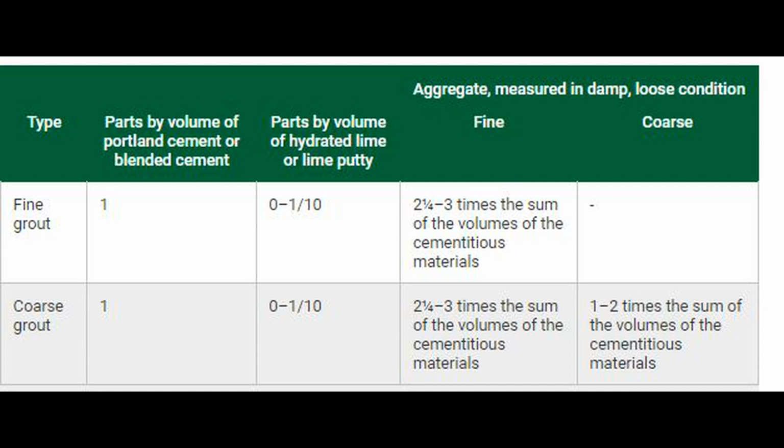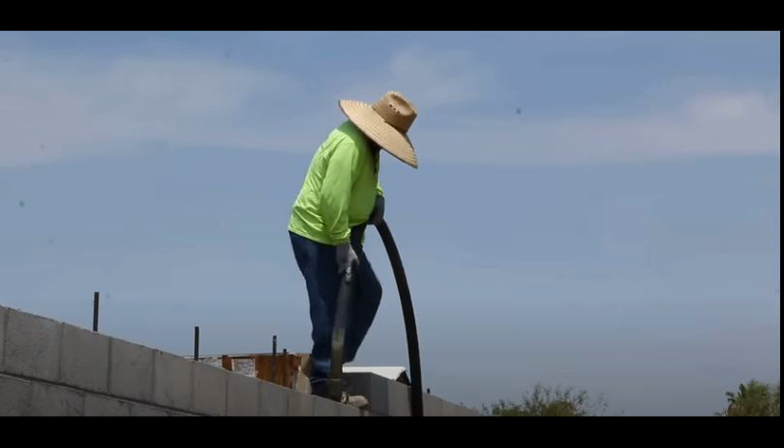Grout is classified as fine and coarse grout. The requirements regarding the proportion are provided above. You can see in the photo. Grout is required to be a fine grout. It has a lift height of 1.2 meter. So if you use fine grout, the lift height should be 1.2 meter. For lift height less than 0.3 meter, coarse grout is preferred.